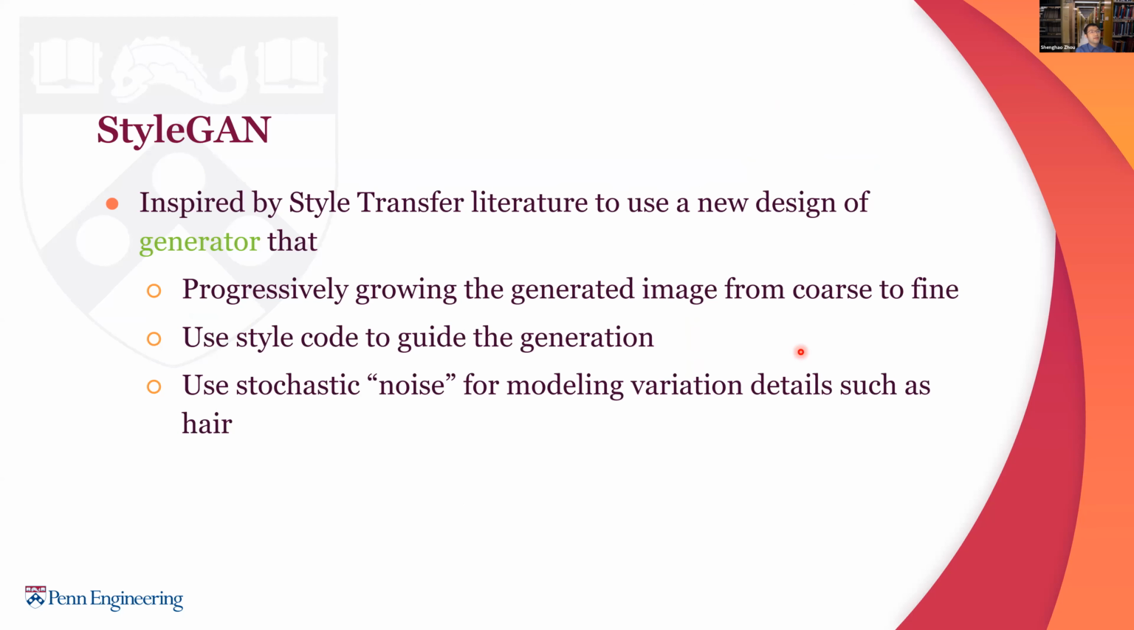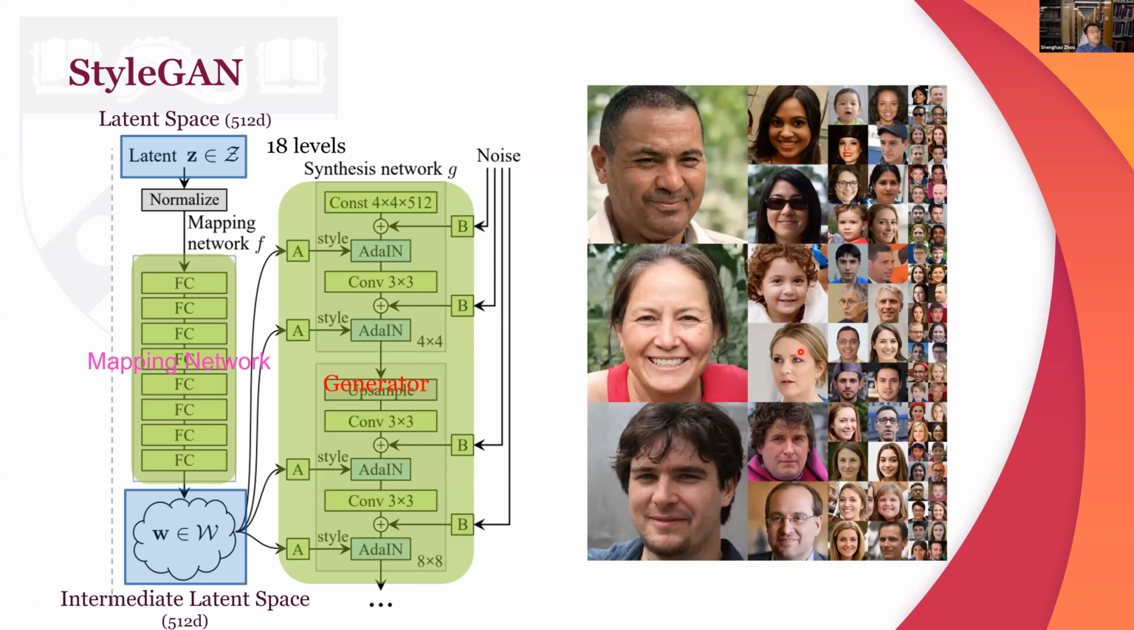So StyleGAN is just a special kind of GAN. The novelty of StyleGAN is that it uses a brand new design for its generator. The big thing about StyleGAN is that it can generate really high quality images. As you can see, the image on the right, it can generate both diverse and high quality images. That makes people wonder, can we actually make use of it on our own images?